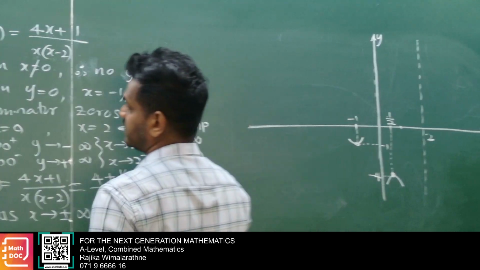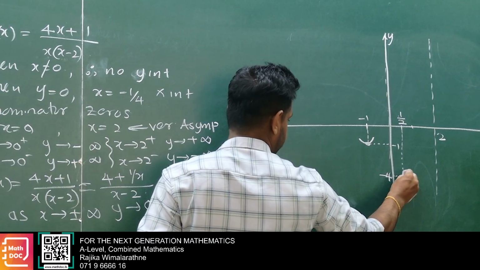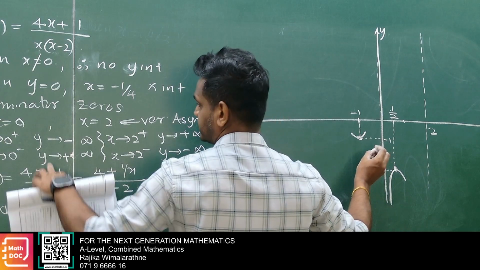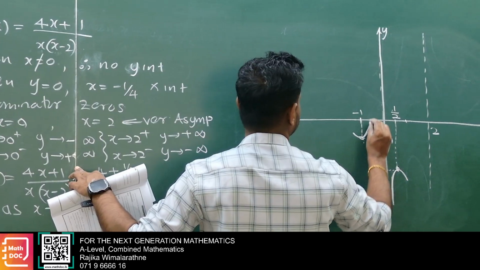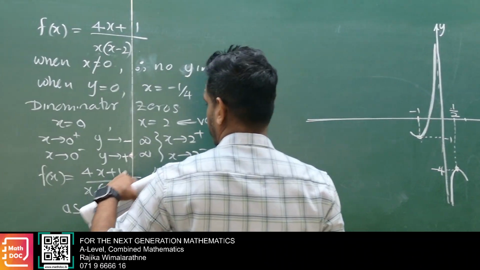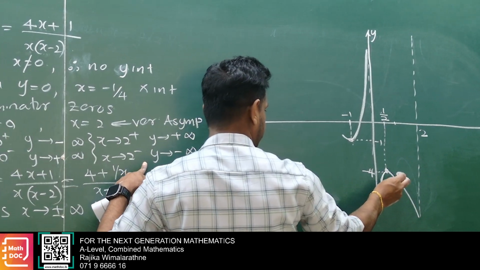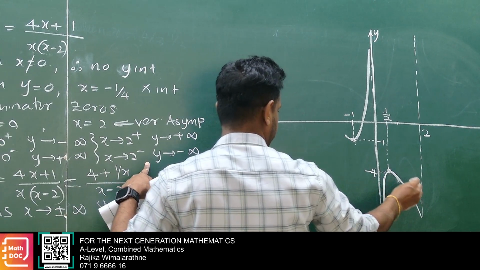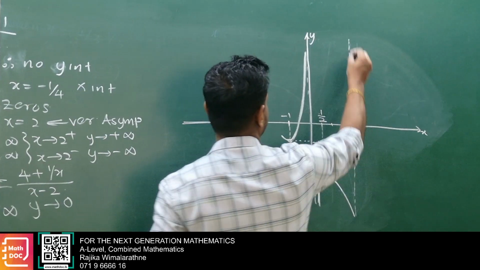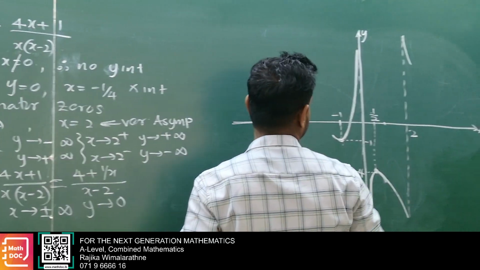Now check: as x goes to 0 plus, y goes to minus infinity. You touch this axis. Careful doing. At 0 minus, plus infinity. That's why I told you we don't have any y-intercept. It touches the axis. Then at 2 minus, minus infinity, touch this axis. Then at 2 plus, plus infinity. Then as x goes to plus or minus infinity, y tends to 0.